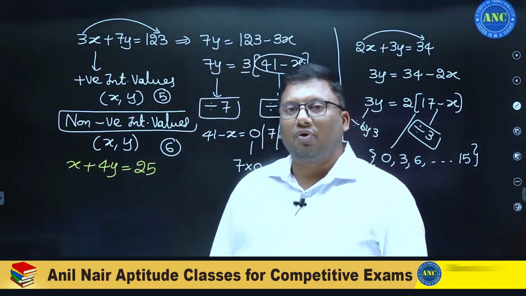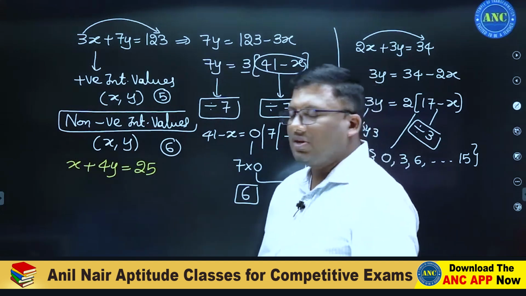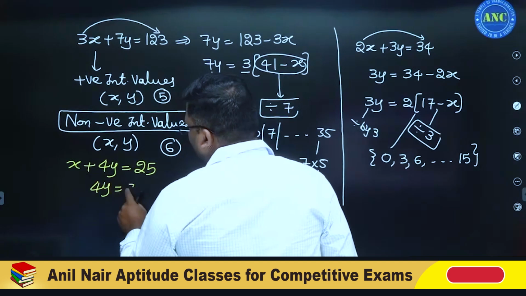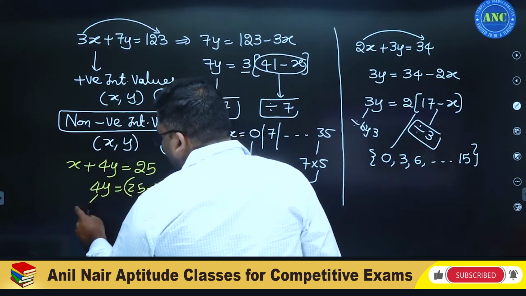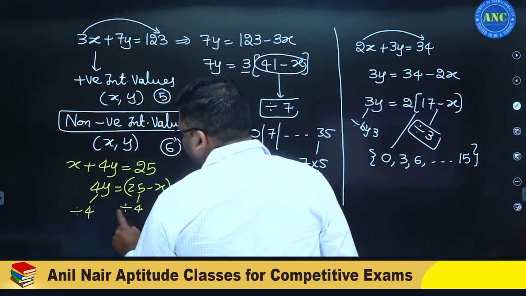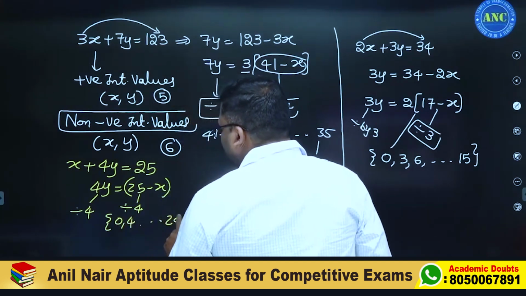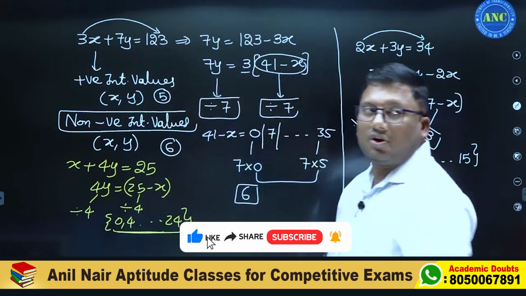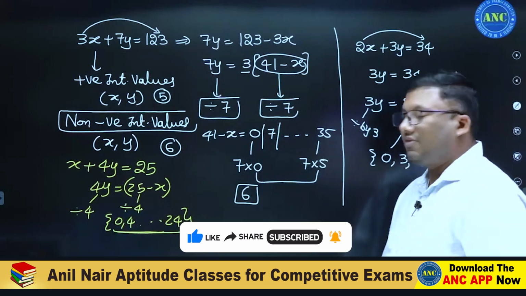x plus 4y is equivalent to 25. So 4y is equivalent to 25 minus x, and it should be divisible by 4. 4 zeros are 0, 4 ones are 4, up to 4 sixes are 24. 0 to 6 cases. What will be the answer? 7 cases.